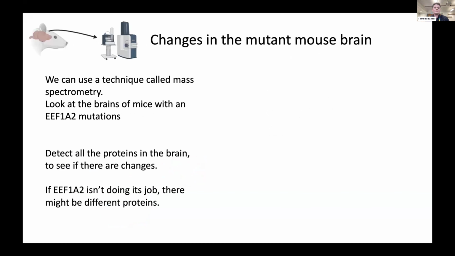One way we can look at this is through a technique called mass spectrometry. If EEF1A2 isn't doing its job properly, we'd expect that maybe in the brain we wouldn't see as many proteins, or the proteins that we do see might be different. So we can take the brain of a mouse model, for example the E12TK mouse model that Grant has just talked about, run it through this technique, and detect and count all the proteins in the brain, and then see what has changed.